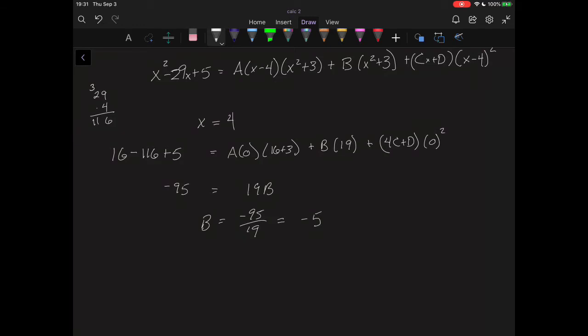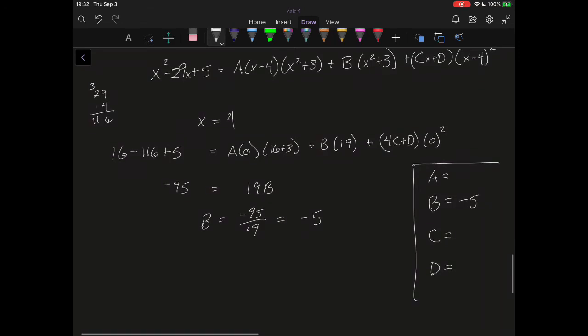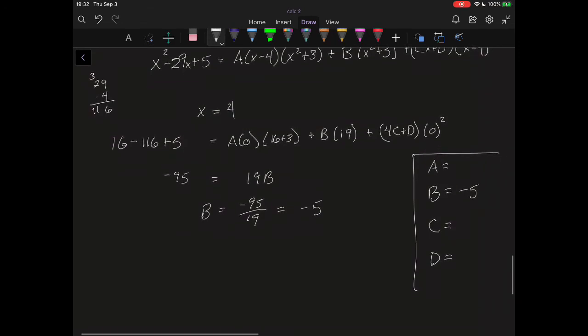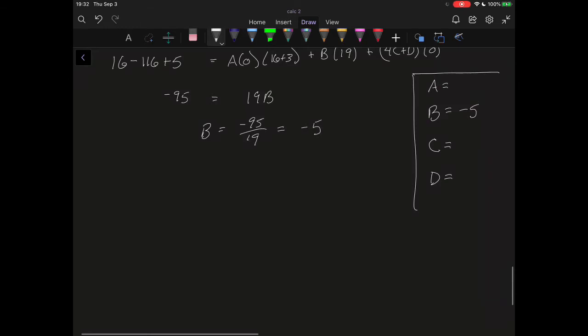Now let's go ahead and choose another value of x. So let's keep a tally over here. We don't know what a is just yet. We know that b is now negative 5. C, we don't know what that is yet, and we don't know what d is yet. But let's go ahead and pick another value.